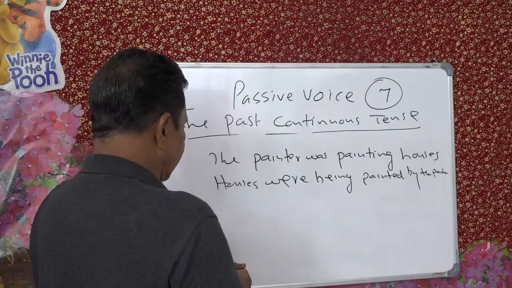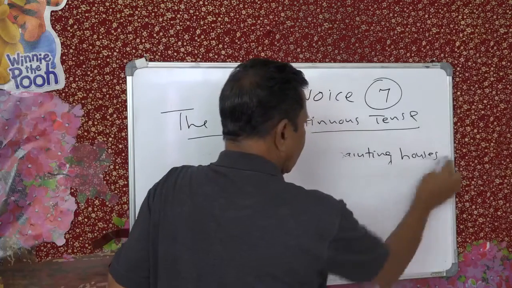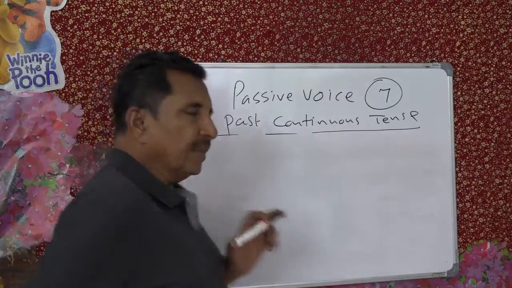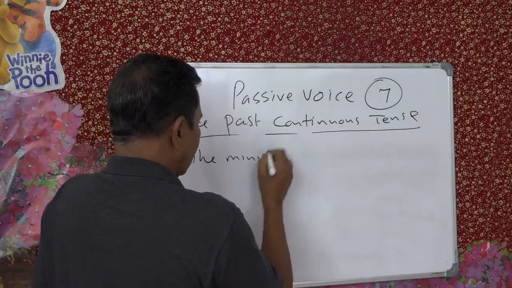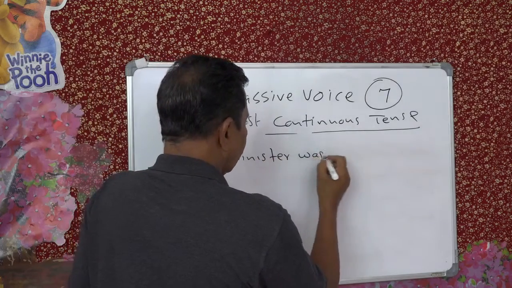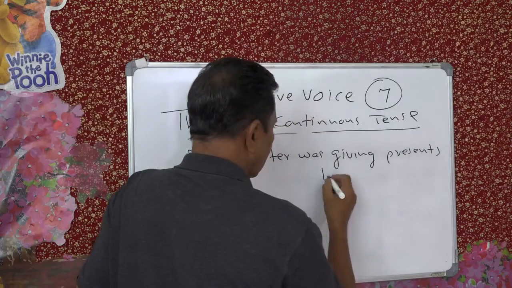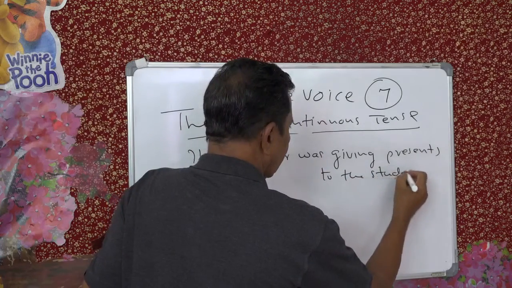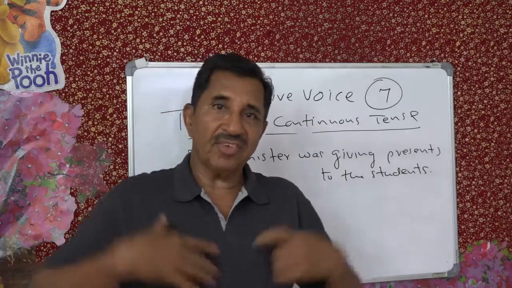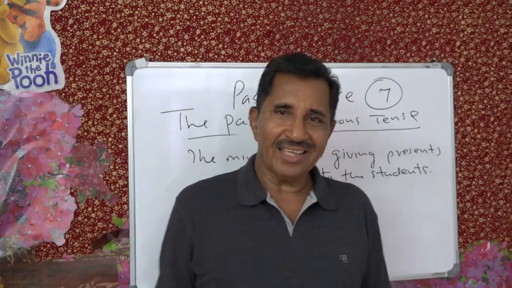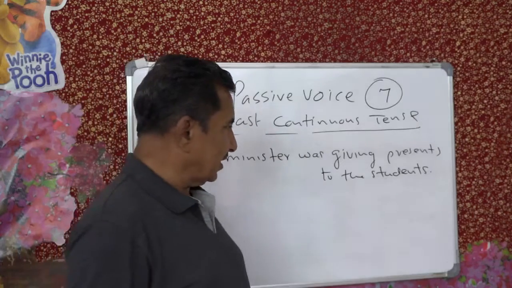Let's have an example with double objects. We have already had plenty, but now we will have one more. The minister was giving presents to the students. Once upon a day there was a minister. He was very generous. So he visited a school. Then he thought of giving presents to them. So the minister is continuous now. The minister was giving presents to the students.